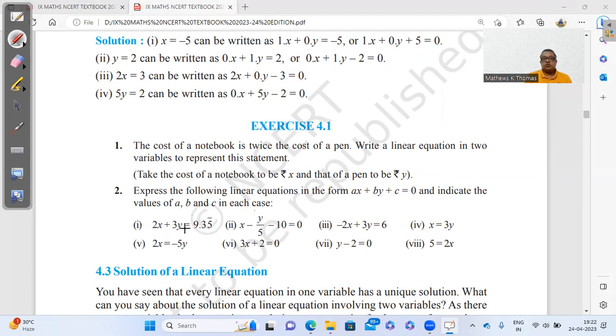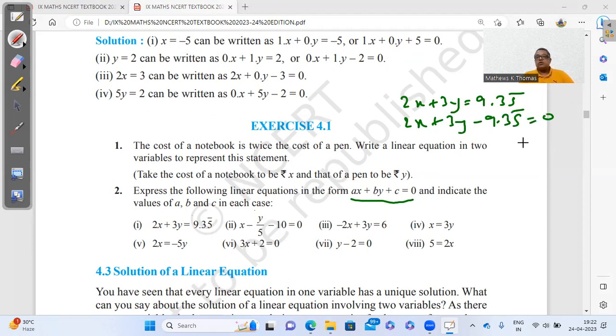So the first question, 2x plus 3y is 9.35 bar. This is the question, right? So first step is what? Bring everything to the left and equal to 0. So 2x plus 3y minus 9.35 bar is 0. Step number 1, bring everything to the left.